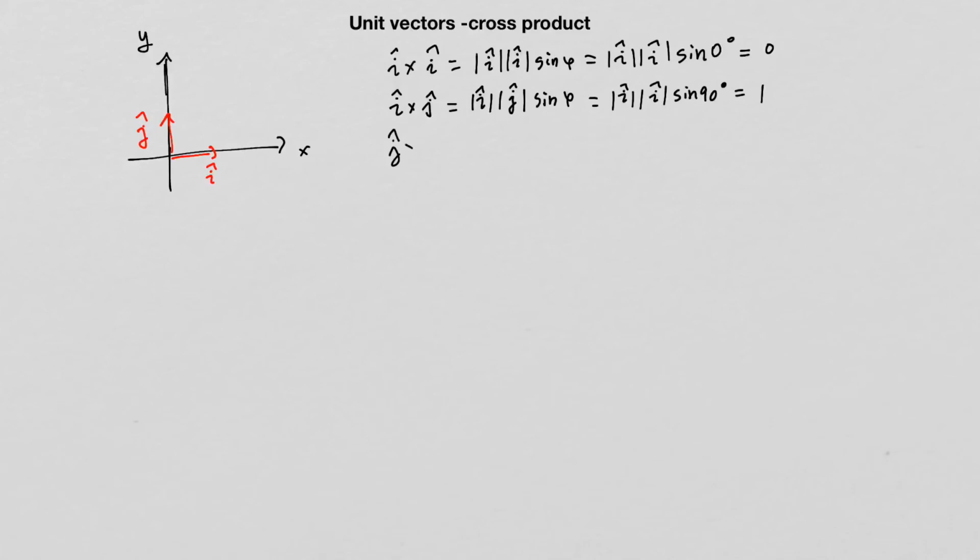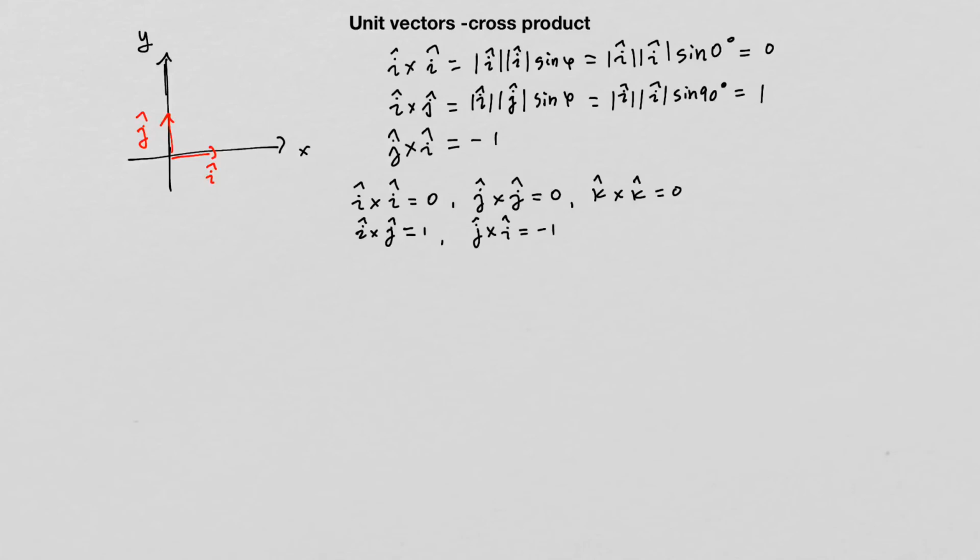So j hat cross i hat should be equal to minus 1. And so here it is. I have a rule that the unit vectors obey when they are multiplied in a cross product. So i hat cross i hat is equal to 0. j hat cross j hat is equal to 0. k hat cross k hat is equal to 0. And then we have i hat cross j hat is equal to 1. Then we have j hat cross i hat is equal to minus 1.